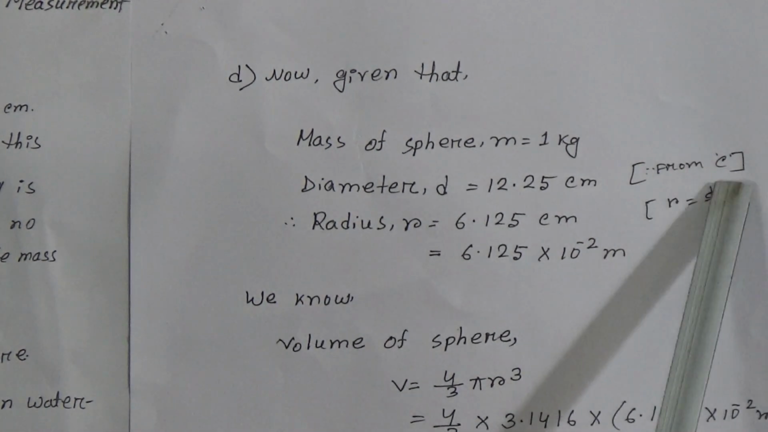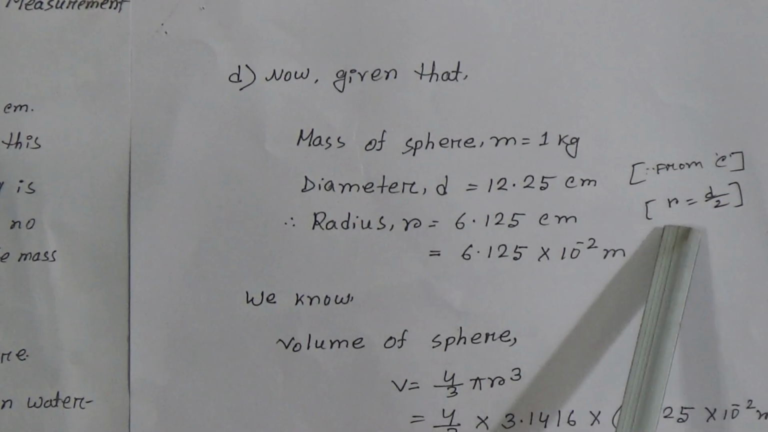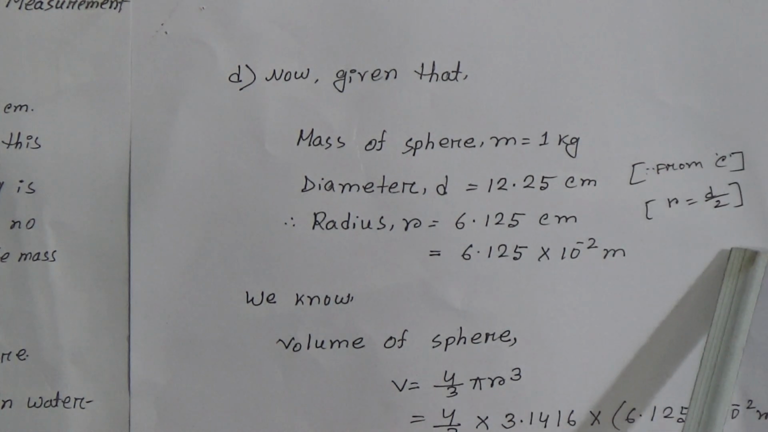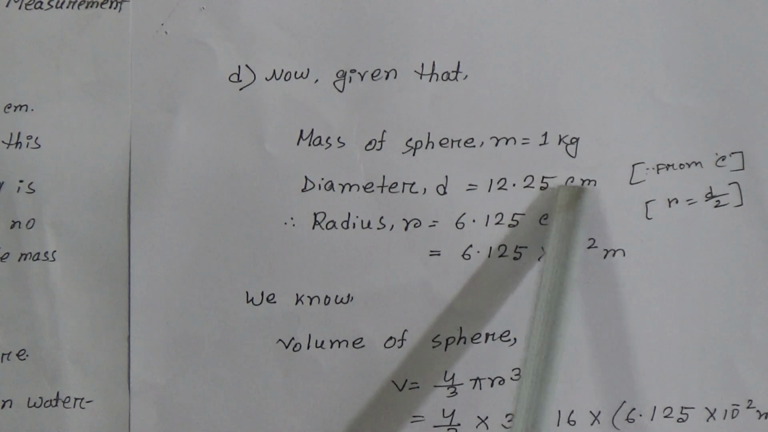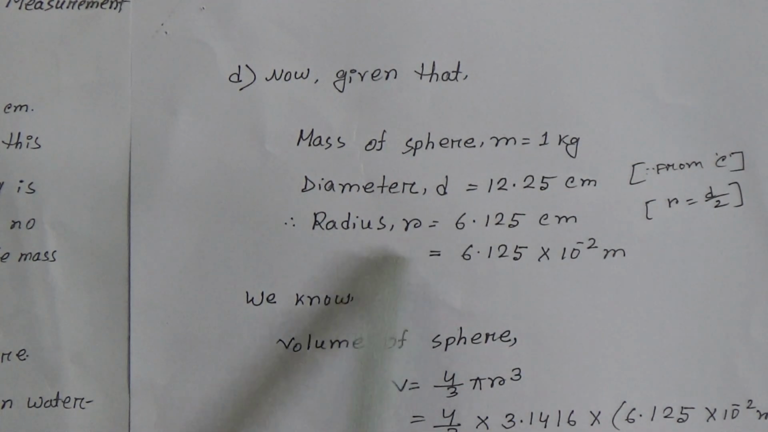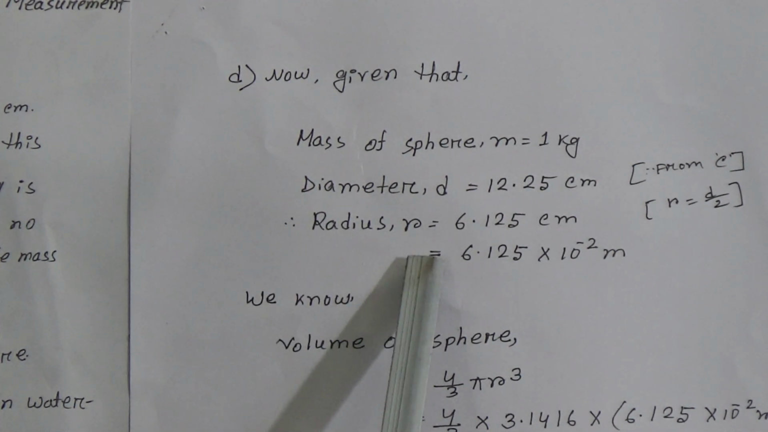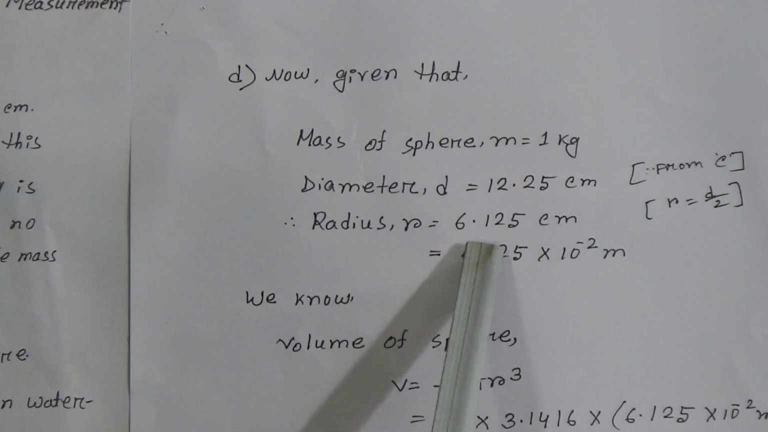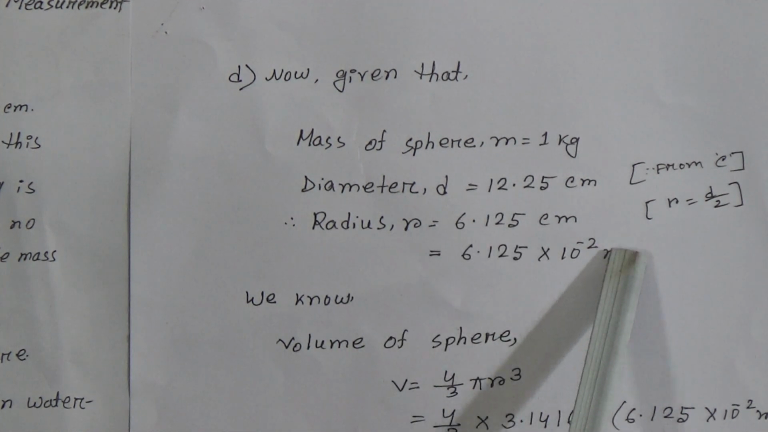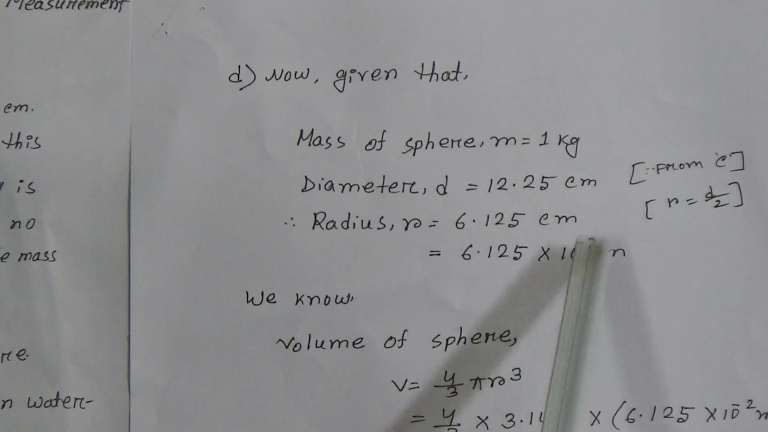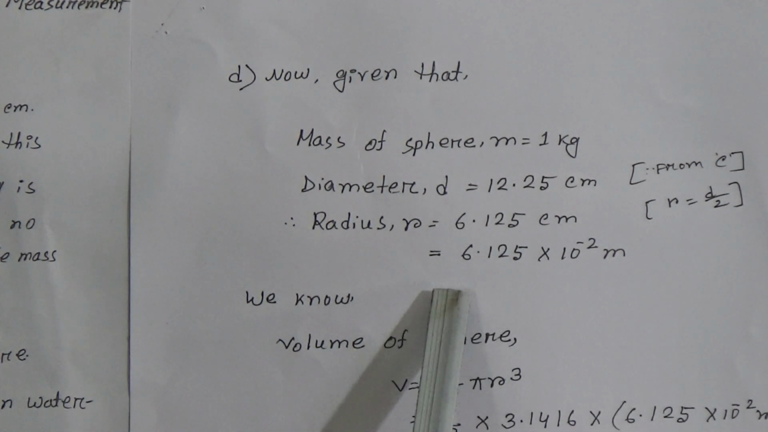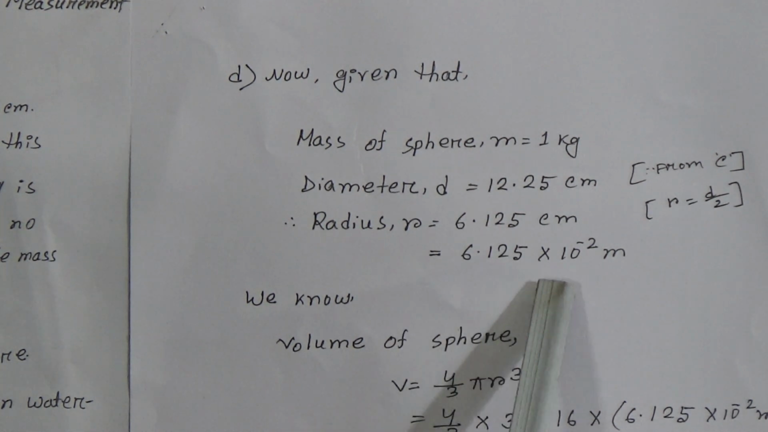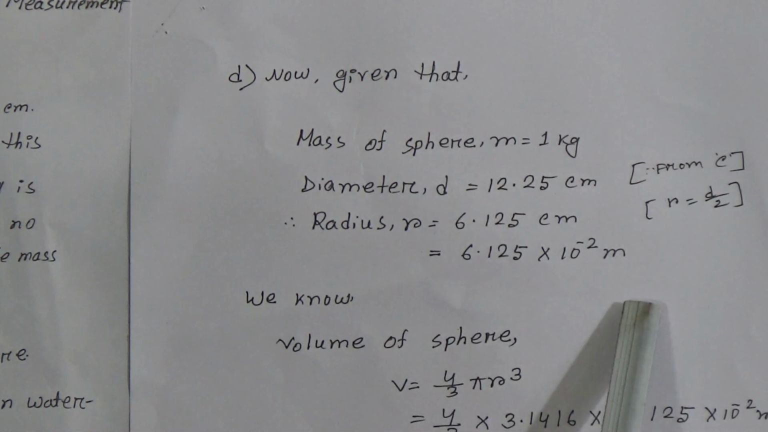R means D by 2. R equal to D by 2. Then we divide the value of D by 2, and we get the answer. Radius r equal to 6.125 centimeter. Now we convert this value from centimeter to meter, then we get 6.125 into 10 to the power minus 2 meter.